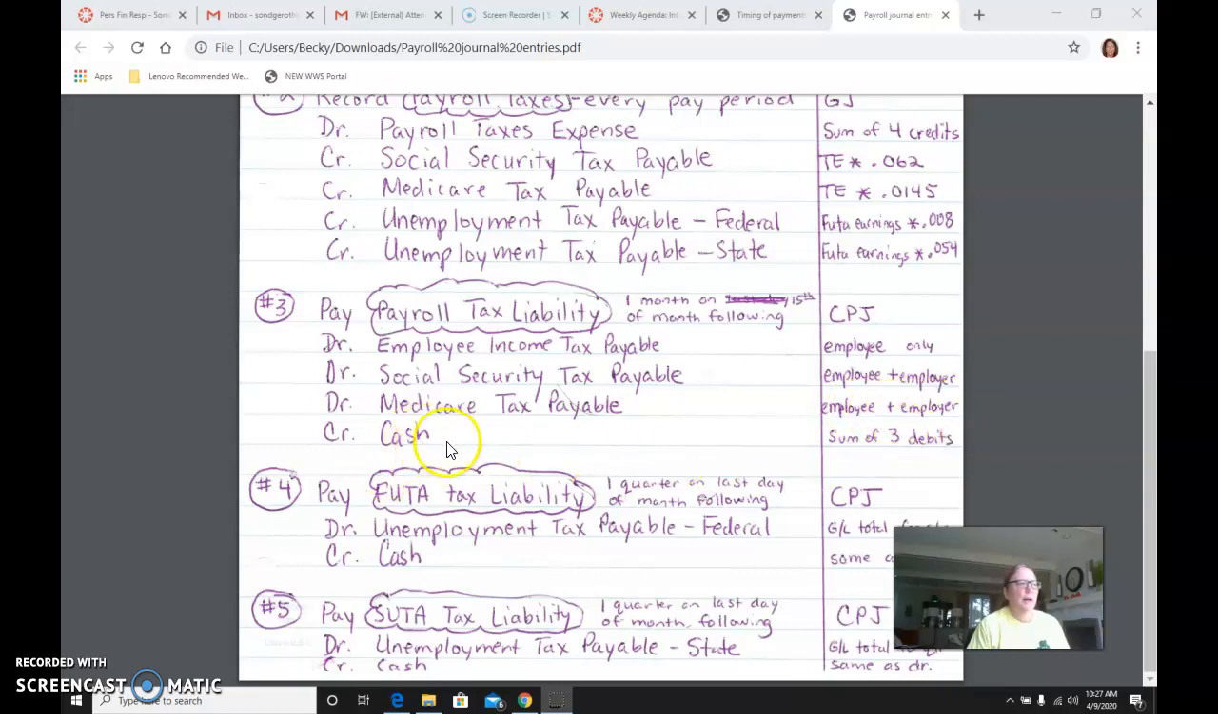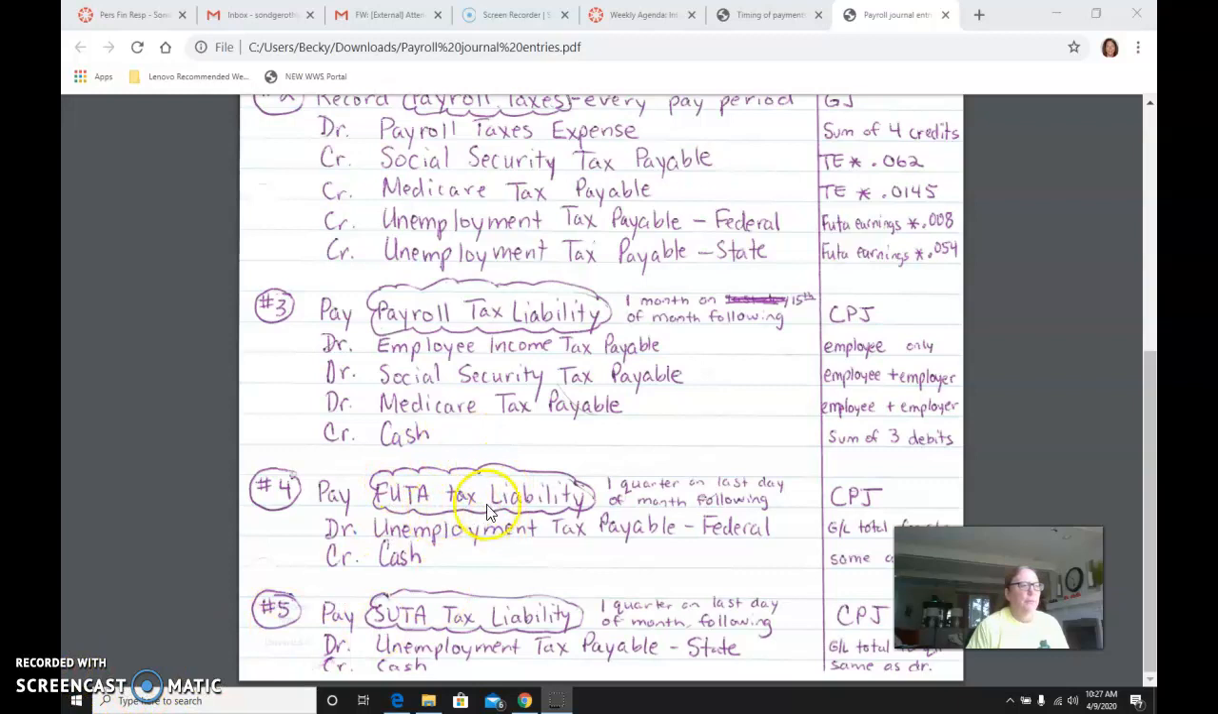And then cash is the sum of the three debits. That's how much we're paying. So again, we pay it the following month on the 15th. So if it ends March 31st, we would pay, well, we'll go through that in another slide, so I won't do that here.